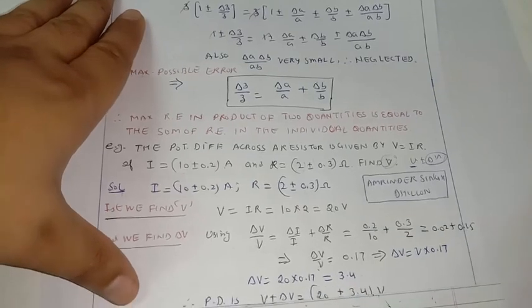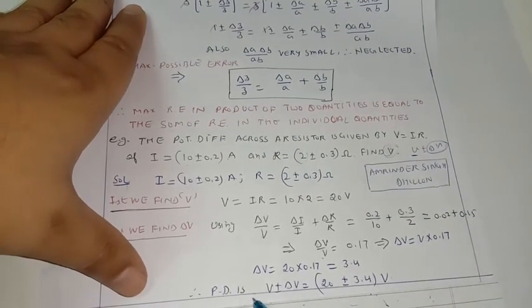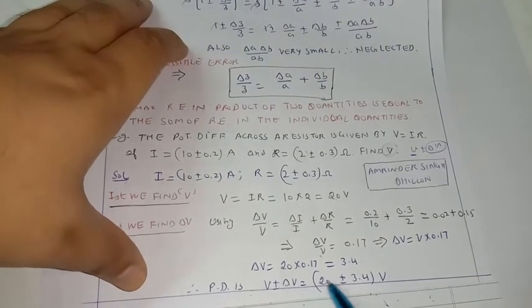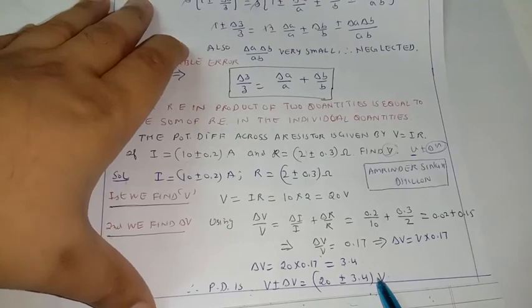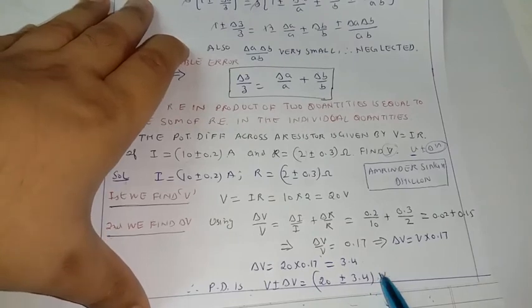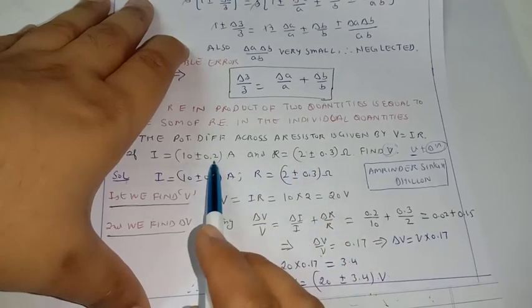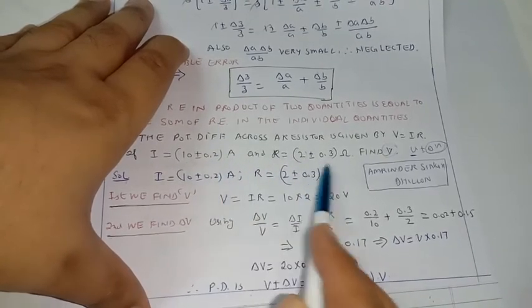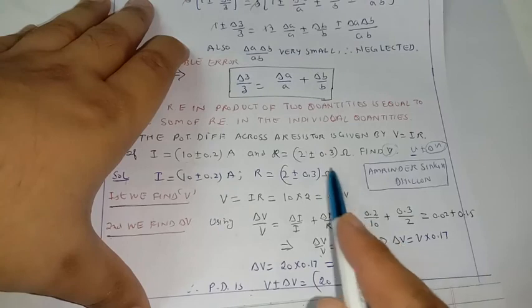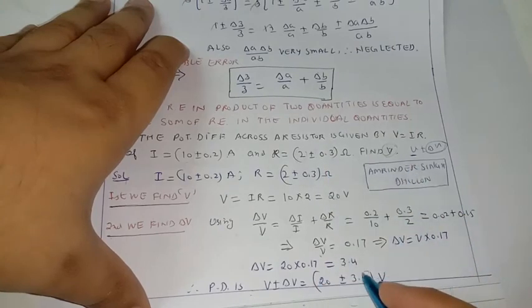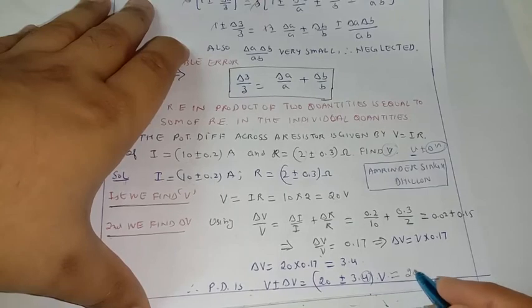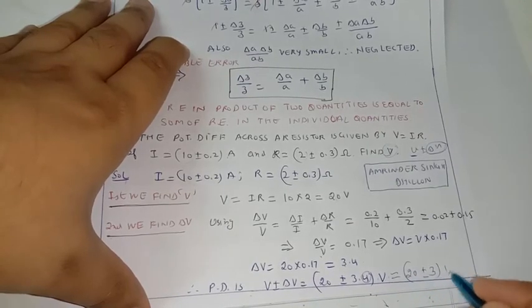So in this case the potential difference across the resistance will be V plus minus delta V equal to 20 plus minus 3.4 volt. In fact, we can see that I and R contain the delta part only up to the first term, for only one significant figure, so we can remove this 4 after the decimal, so our actual value will come out to be 20 plus minus 3 volt.